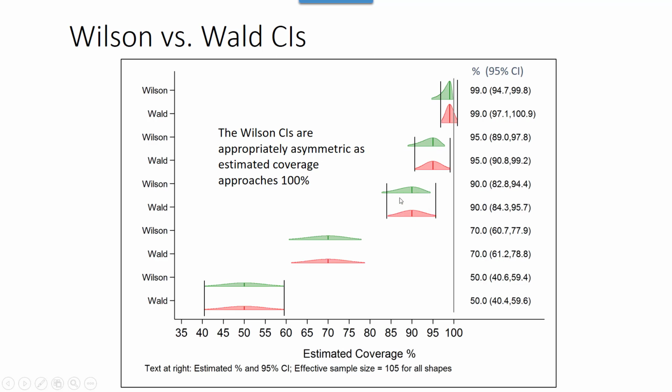When we get down to 90%, again, they're coming closer together, but we're still asymmetric. We get down to 70%, and you have to look pretty hard to see that the Wilson is asymmetric, but it still is. In this case, the asymmetric is more appropriate. That's the one that we want to report if we can.